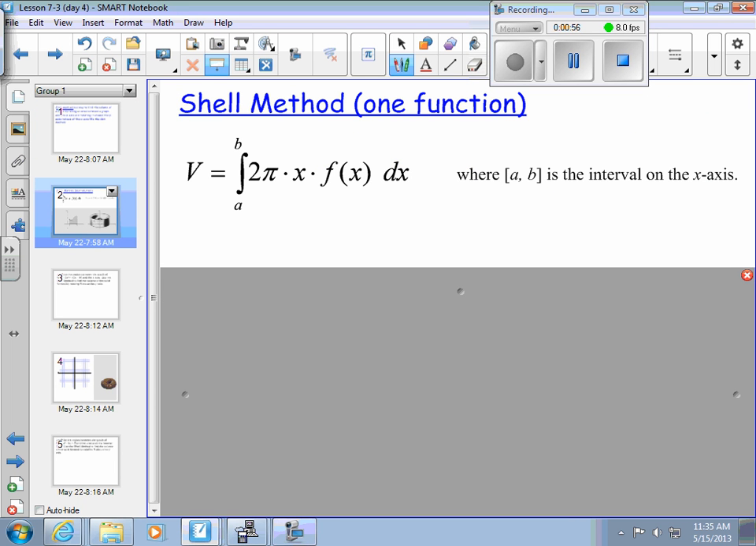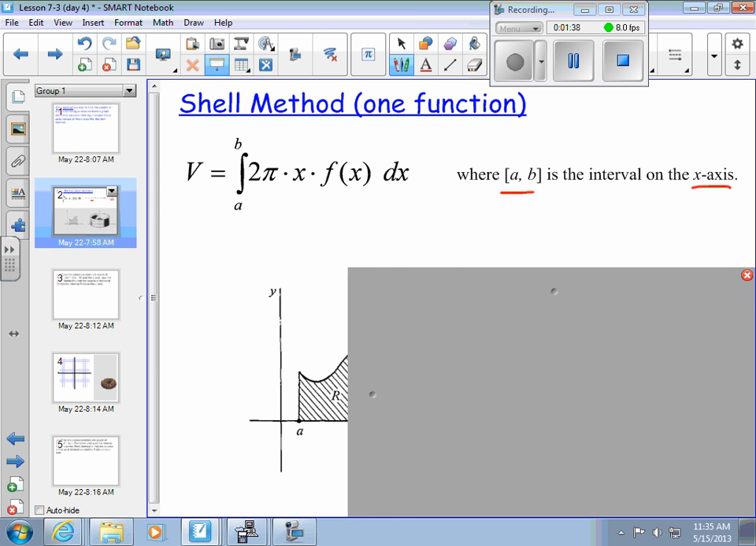What that's going to look like when we do it this way with the shell method is the volume is going to equal, and we're going to be doing our interval on a to b, where the interval is on the x-axis. So we're still going to be doing everything, equations are going to be with x, interval is going to be with x. The difference is we're going to be spinning around the y-axis while everything's in terms of x. When we do that, what we are going to do is multiply 2 pi times x times our function dx.